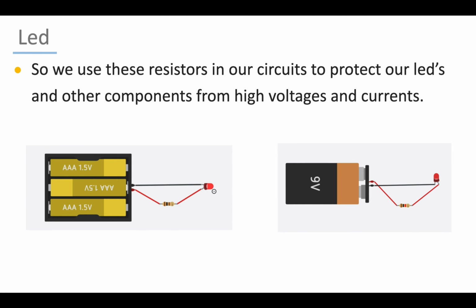So we use these resistors in our circuits to protect our LEDs and other components from high voltages and currents. As you can see in these two demonstrations, we have the same circuits as before where our LEDs burned, but this time we are using a resistor and we have our LED safely glowing. In the first one we have 1.5 volt battery cells, and in the second picture we have a 9 volt battery, and again our LED is safely glowing. So this is how resistors protect our components.